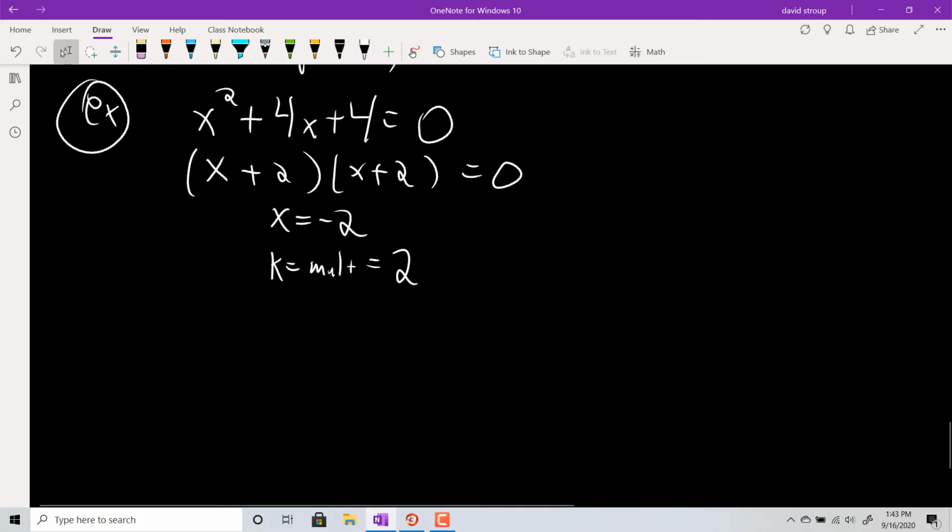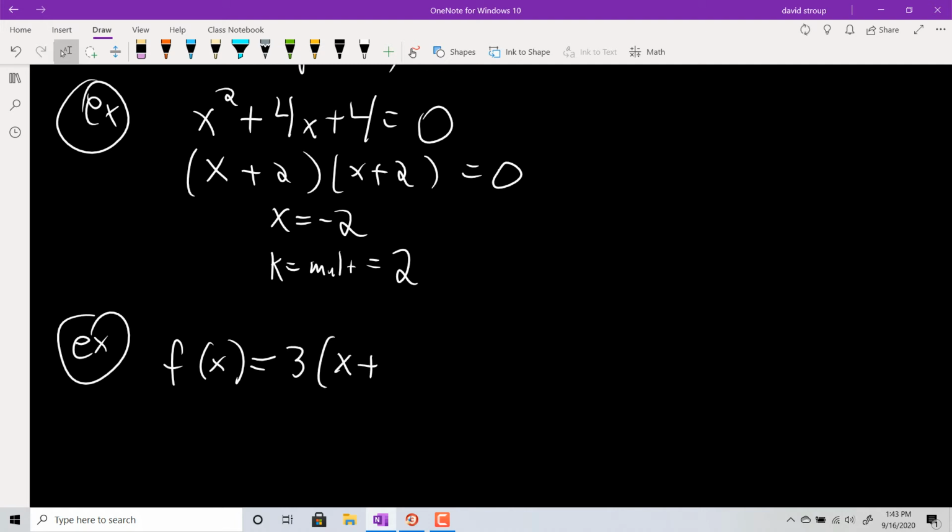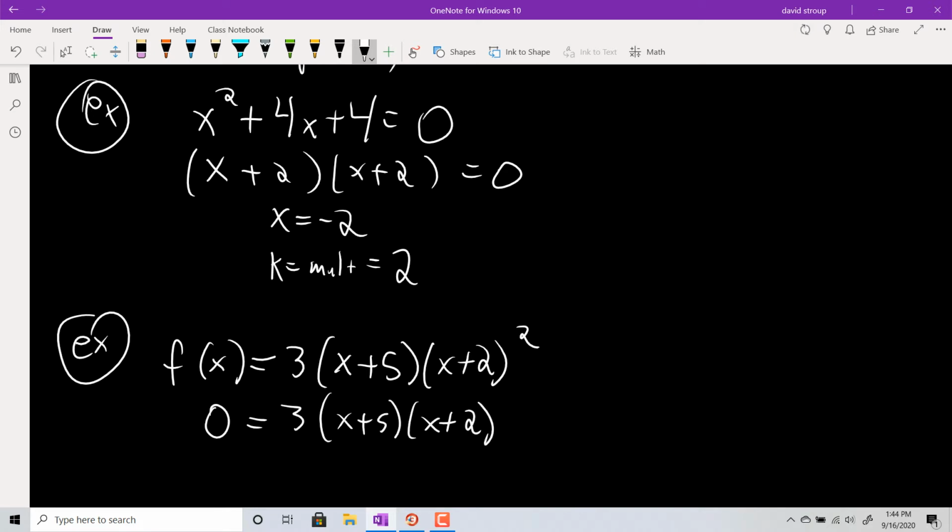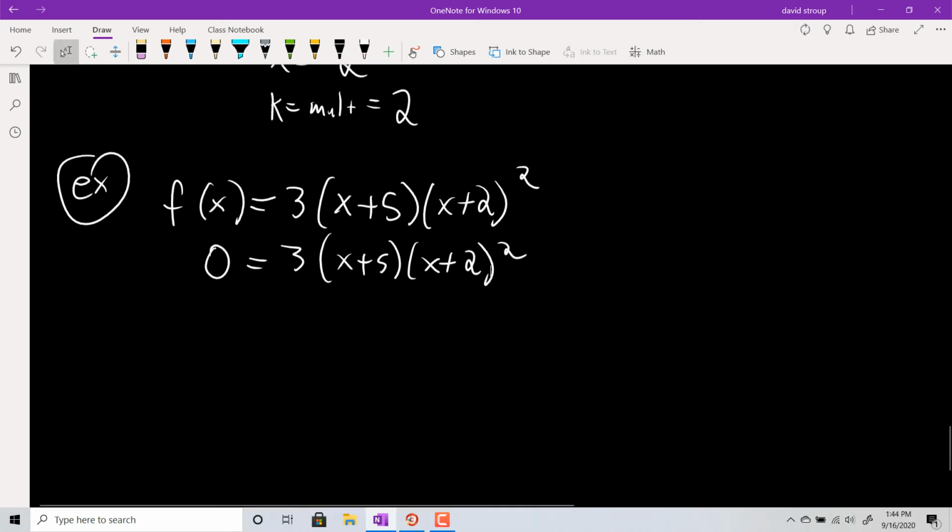Let's look at another one. Another example, f of x, and this one's already kind of factored, which makes life easier. 3 times (x plus 5) times (x plus 2) squared. If you set the parts equal to 0, then 3 equals 0, that doesn't give you any help.